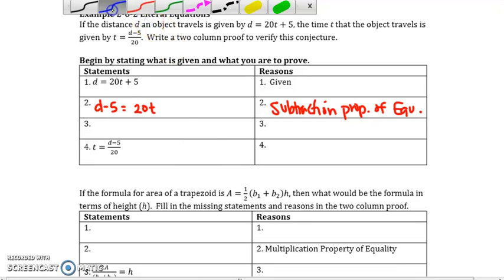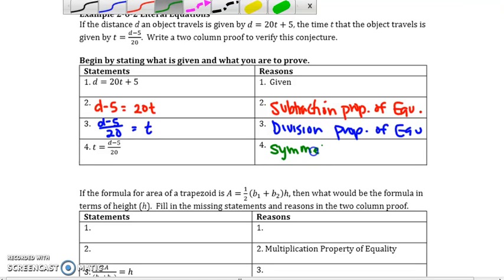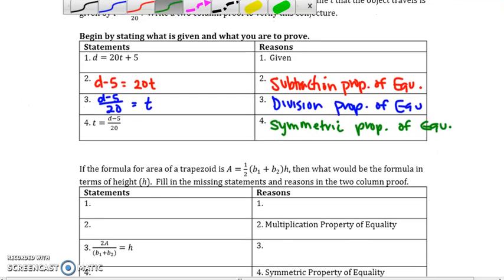All right, so the next step, it looks like we need to get rid of our 20 by dividing. So d minus 5 over 20 is equal to t, and again that's the division property of equality. Now how can we write it with t over on this side? Well, remember, if we're going to make it t on this side, that's the symmetric. It's symmetrical. So symmetric property of equality.